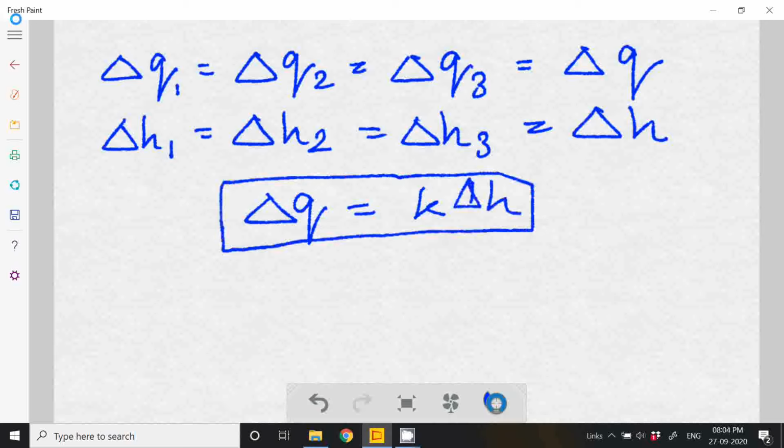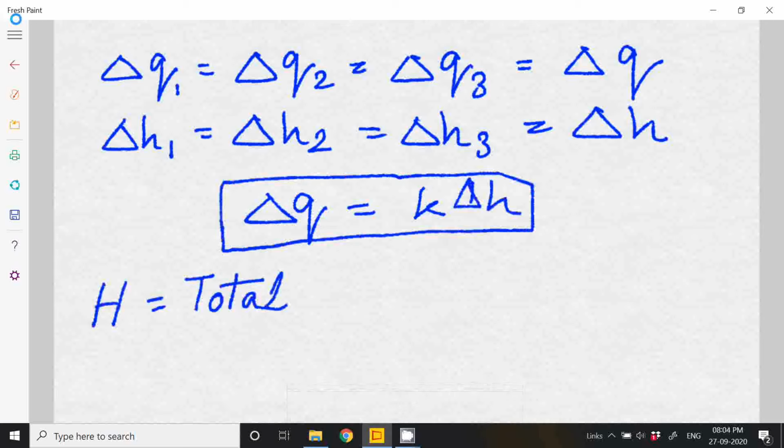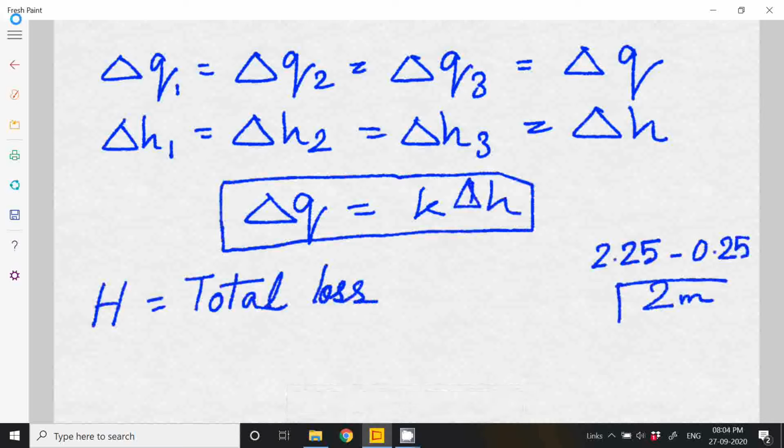Now suppose the total loss is H. In our case, what is the total loss? 2.25 was the initial, then 0.25 was the final. So total loss is 2 meter, isn't it? So that is what I am talking about. The total loss is capital H.